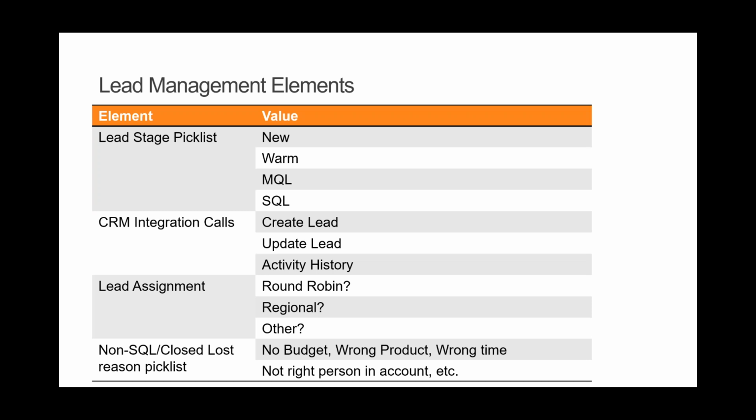So it's important to understand where in the process you're going to change your lead stages, and you're going to have things like the lead stage pick lists, the lead assignment rules, and CRM integration calls. Again, if you are integrating from an email system or a marketing automation platform into a CRM, those are all going to have to be set up. I'm not really going to get into the technical ways of setting those up or the other considerations that you might have for that type of integration. But it doesn't have to be complicated either.